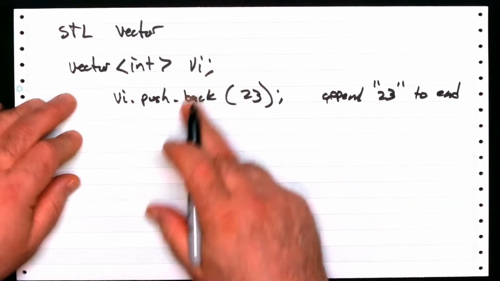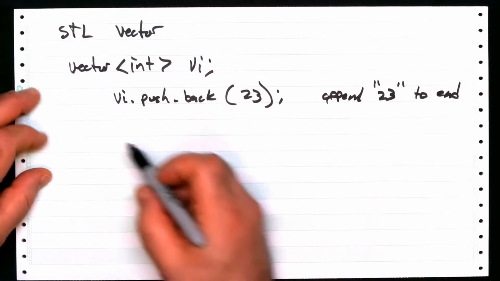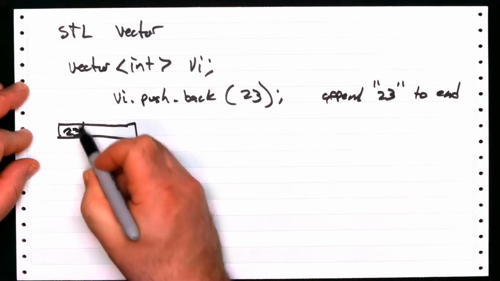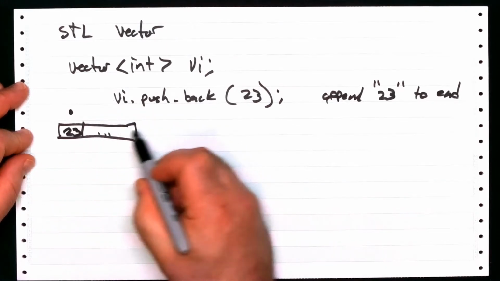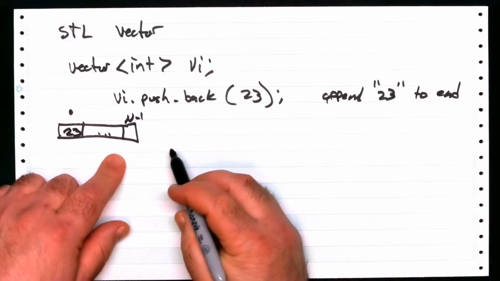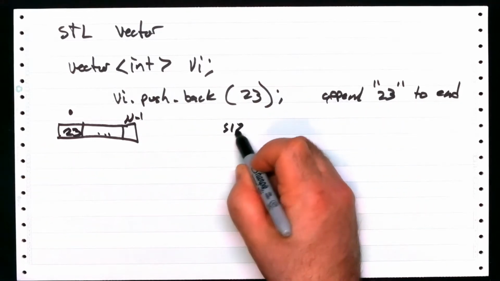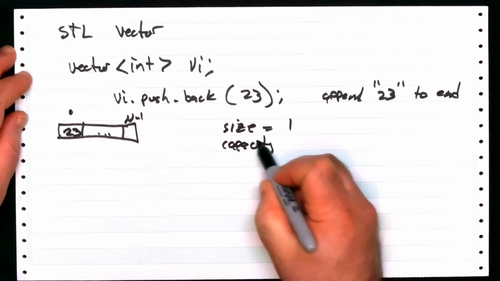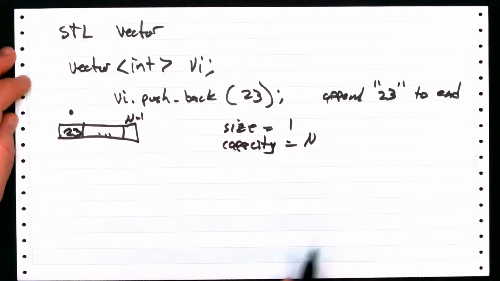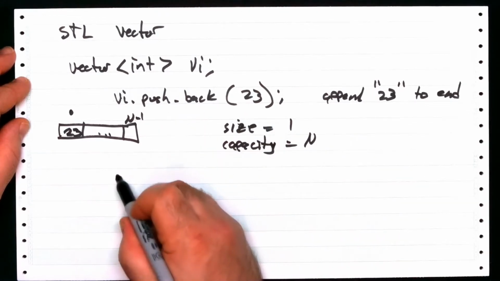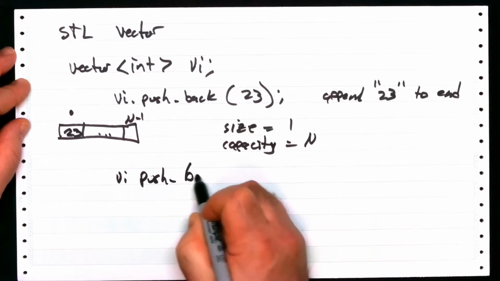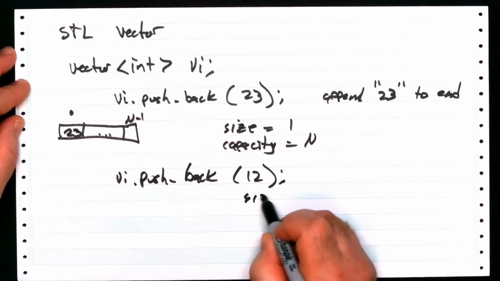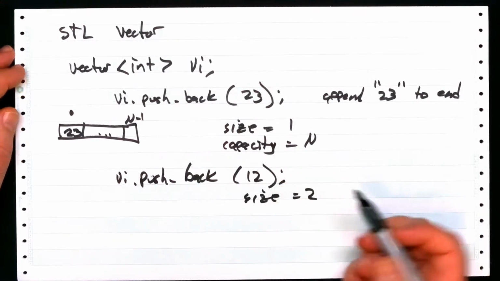So if I create it and immediately do this, the state at this time is that the vector itself will be sitting here. There'll be a 23 in here at element number 0, and so on, right? It can have n minus 1. The current size at this time would equal 1. The capacity would equal n, right? If I do another push_back, maybe I say push_back(12). Now the size will be 2. And the capacity may have changed, right?